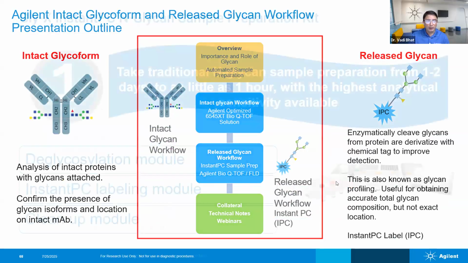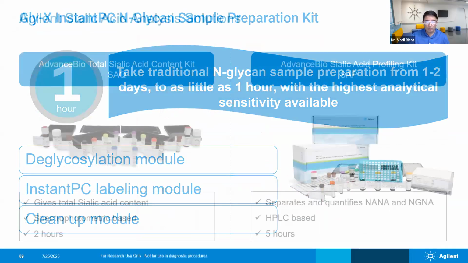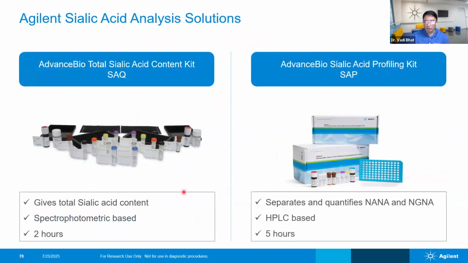As shown, the 1 hour kit is called InstantPC, and of course there is one for sialic acid for the sialic acid analysis. So you can do that with either an HPLC or a mass spectrometry approach.